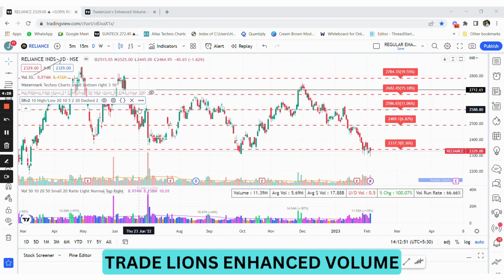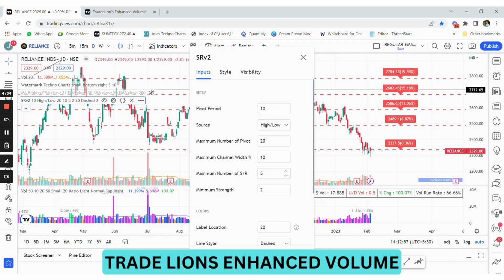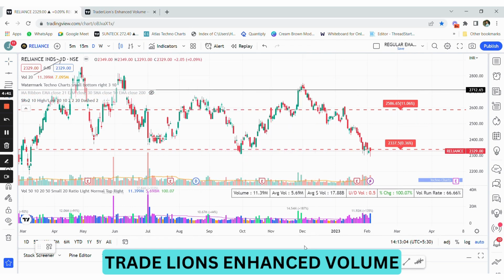Now, as you can clearly see, the support and resistance is getting plotted automatically on the chart. I can also change the number of support and resistance levels that I want. Basically, I can say that I only want a maximum of two, and then only two will get plotted, one support and one resistance. So this is how you can change the settings in the support and resistance bar.